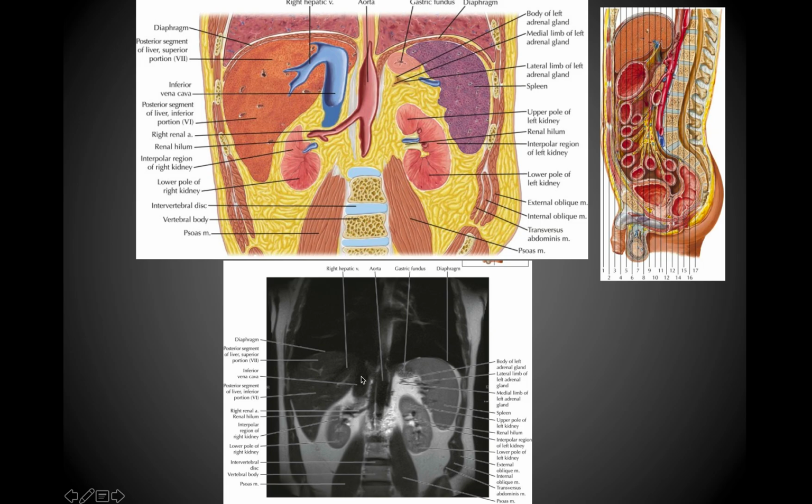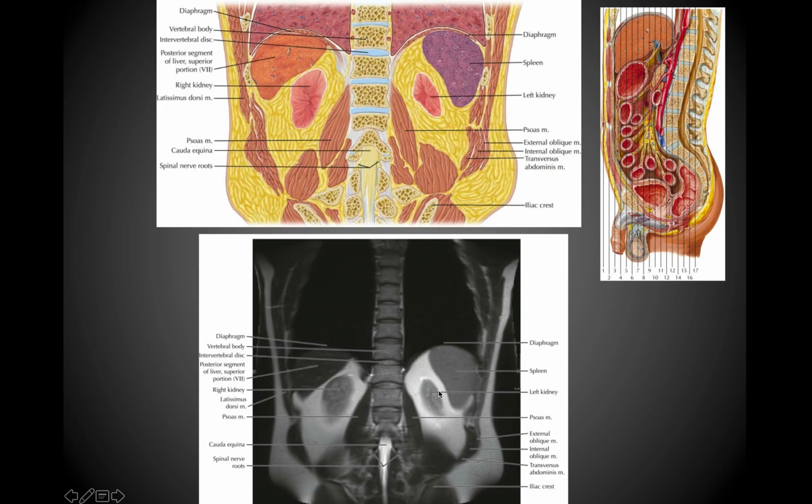And then we still see part of the IVC passing through the liver over here on the right hand side, as well. Right hand side of the patient. And you see just part of the fundus of the stomach, and then a good swath of the spleen is seen in the left upper quadrant.